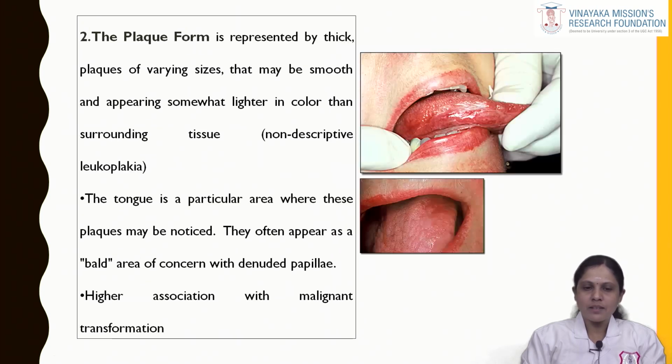This is the reticular pattern. And the plaque form is represented by thick plaques of varying sizes that may be smooth and somewhat lighter in color than the surrounding tissue. So sometimes it may be confused with leukoplakia. The tongue is a particularly common area to be involved with the plaque form of oral lichen planus, and they often appear bald, like represented here, with denuded papillae, and the plaque form has a higher association with malignant transformation.